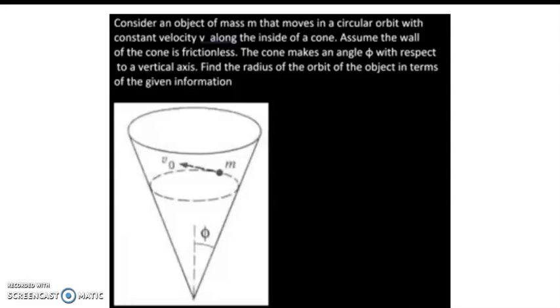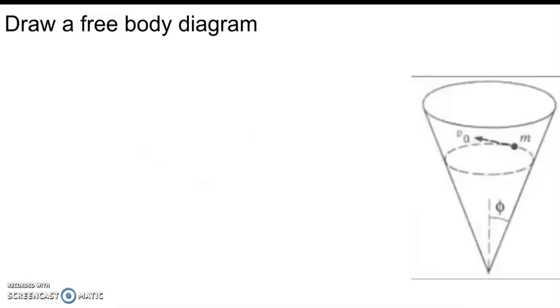Let's read the problem. Consider an object of mass m that moves in a circular orbit with constant velocity v along the inside of a cone. Assume the wall of the cone is frictionless. The cone makes an angle phi with respect to the vertical axis. Find the radius of the orbit of the object in terms of the given information. So let's take a look.